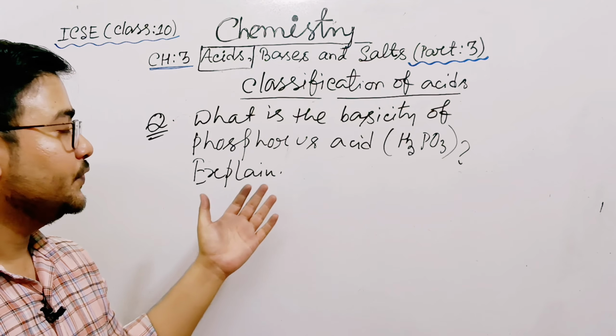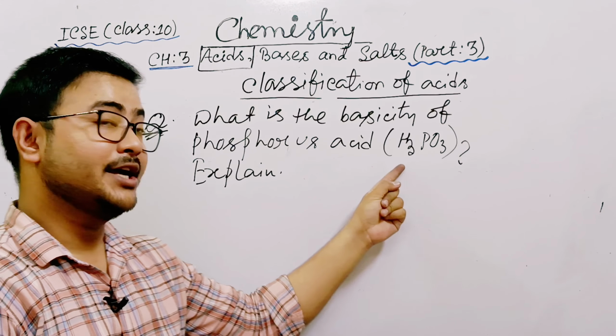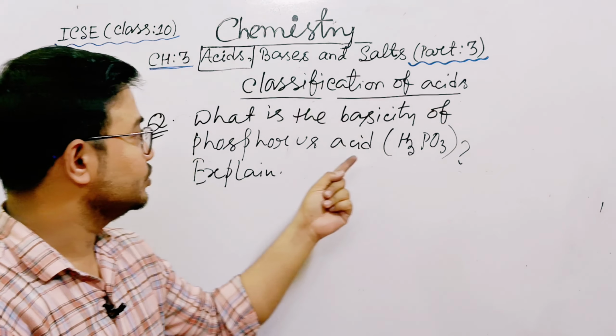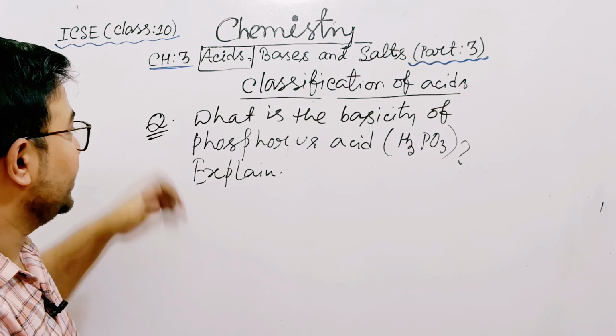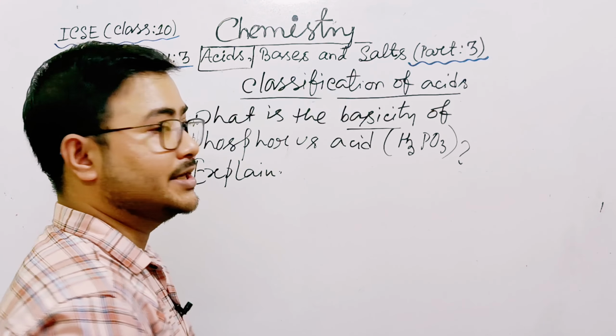Okay, so all of you I think know the answer. In phosphorus acid 3 hydrogen are there. I already explained the answer, so I don't want to tell it again. You comment the answer of the short question, what is the basicity only, and try to write down the explanation.